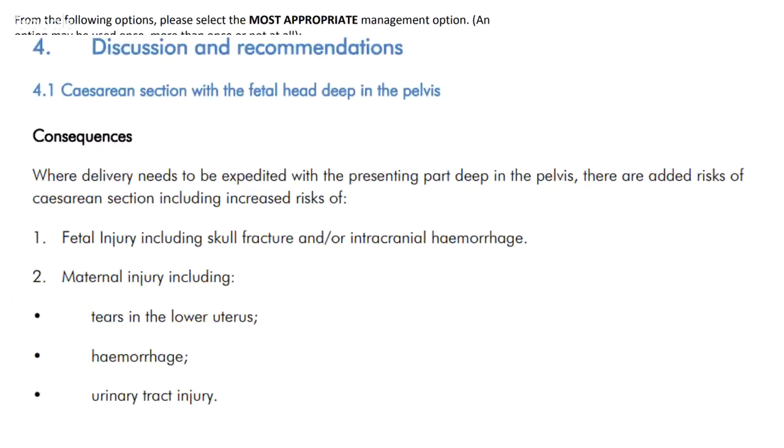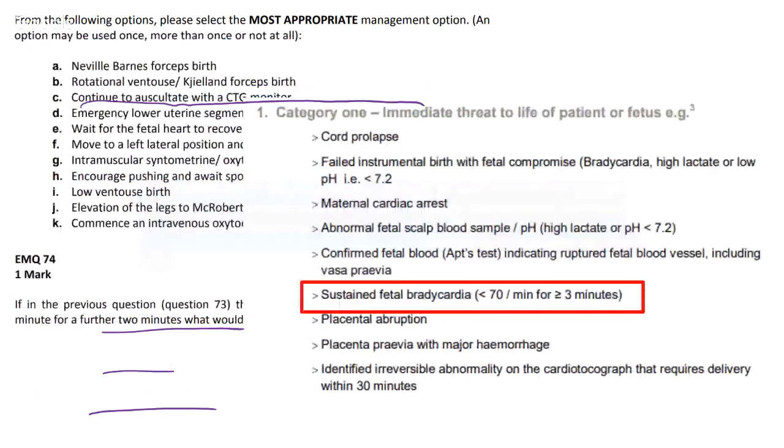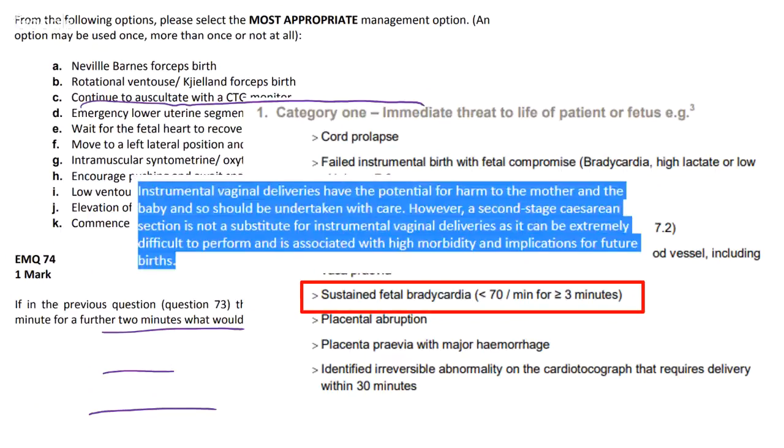So this is, again, from RANZCOG, and this is the RANZCOG document about instrumental delivery. And what it tells us is that a cesarean section with a fetal head deep in the pelvis has significant side effects or adverse effects. So those include tears in the lower uterus, hemorrhage, and urinary tract injury. But yet, this still does not definitively tell me what the answer is. So I kept on searching until I finally found this little gem.